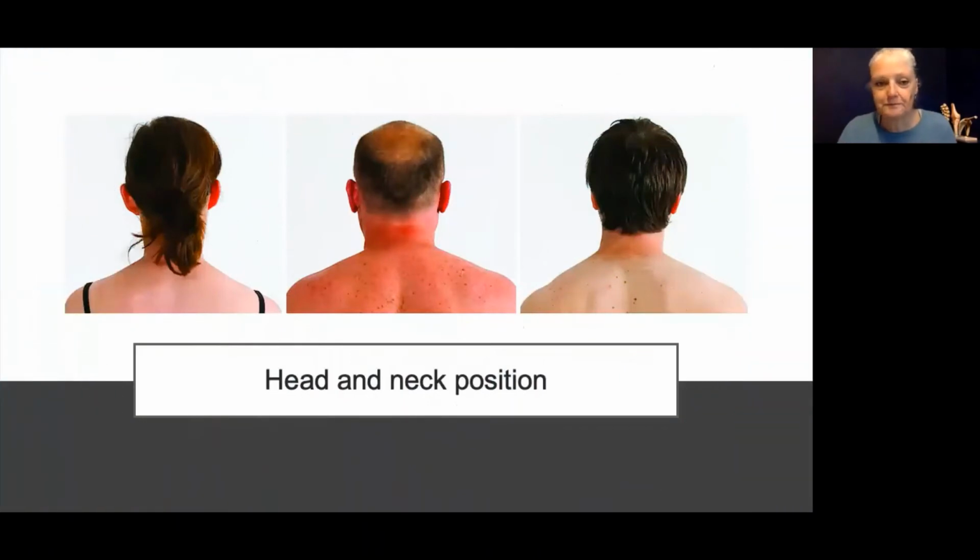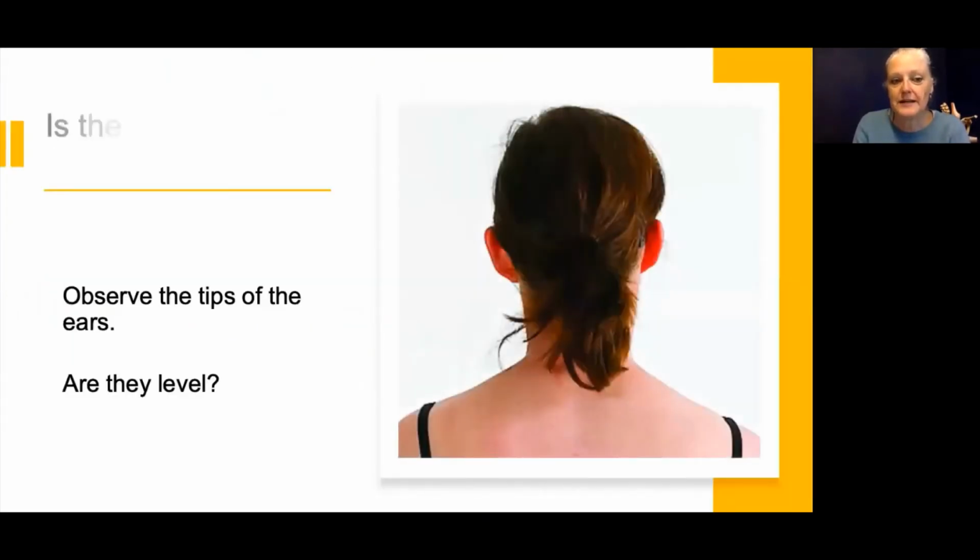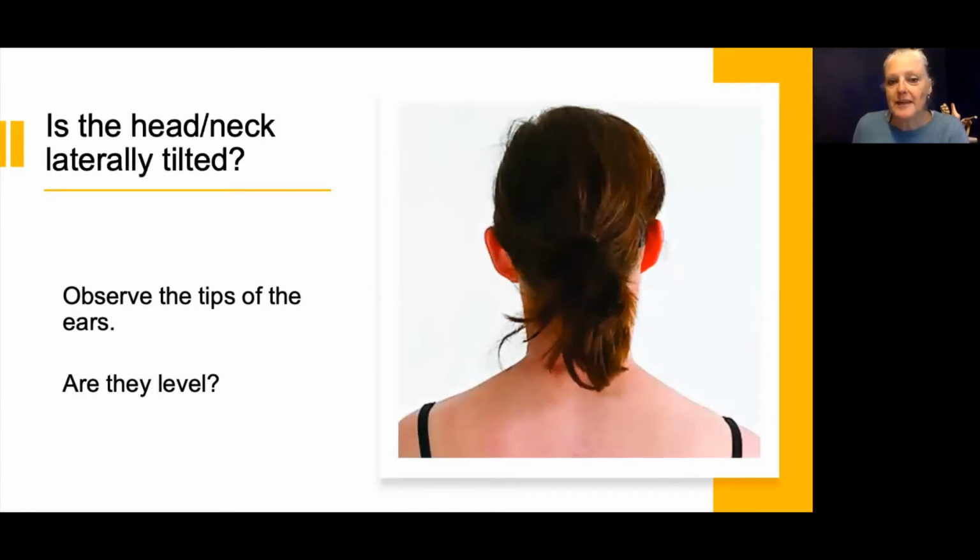So, head and neck position. One of the things you can have a look at is the head and neck position. So what are we going to look at? Well, think about, is the head and neck laterally tilted? What do we mean by that? We mean, is the head tilted to one side? Is the ear closer to the shoulder on one side than the other?